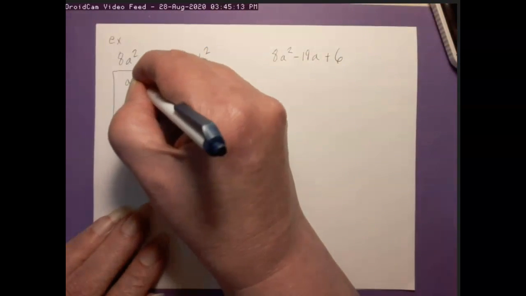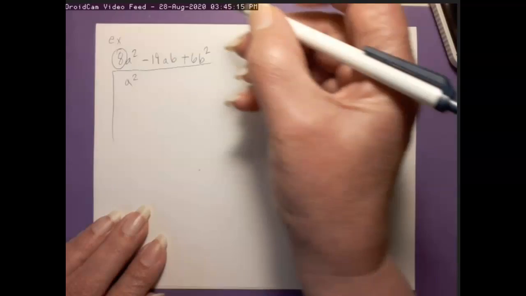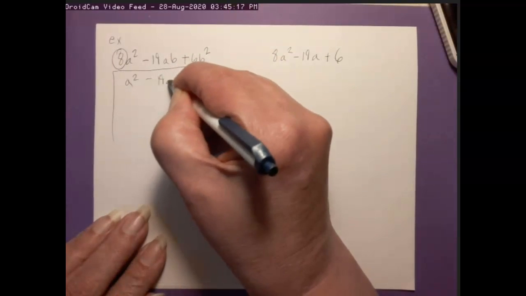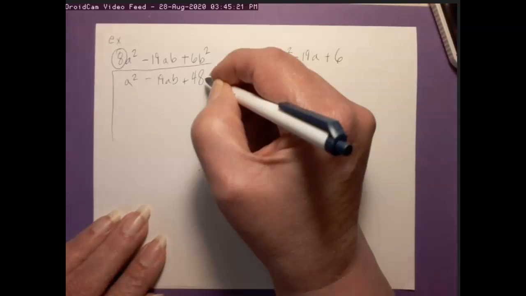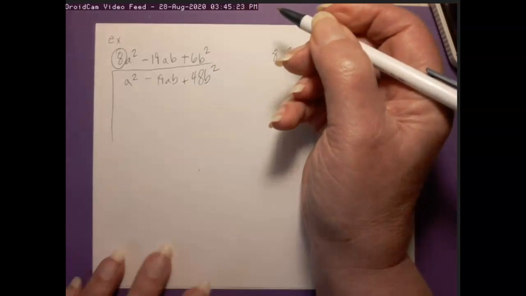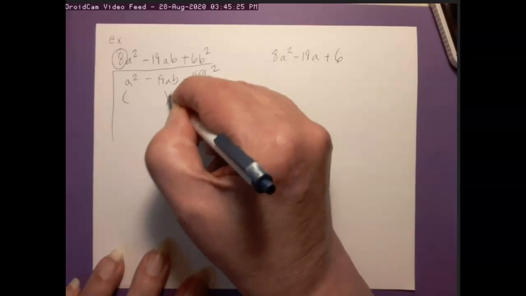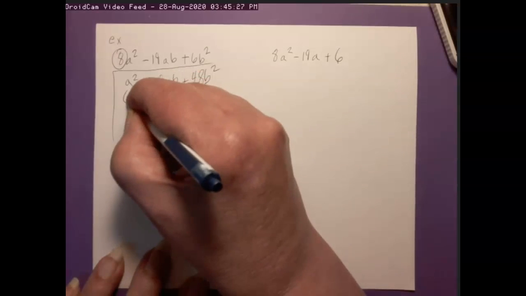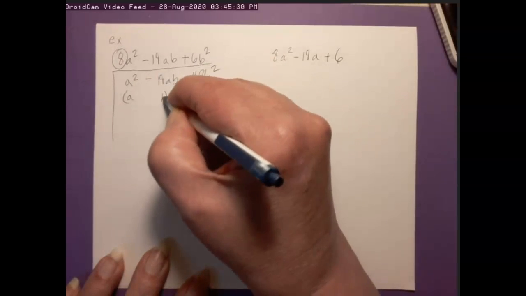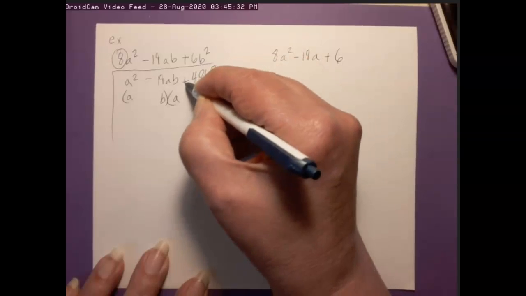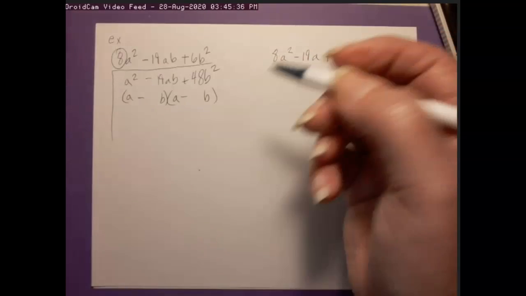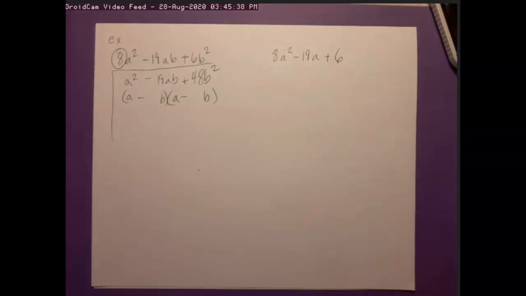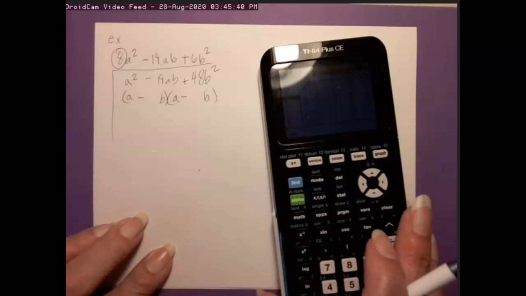So I end up with 8a squared, because this is the weird thing I'm doing, right? Minus 19ab plus 8 times 6 is 48b squared. So now I know for sure that in order to get the a squared, I need a's. To get the b's, I'm going to need b's. The signs are both the same and they're both negative. So I already know this information. All I need are the factors of 48 that add to be 19. And you may or may not know those.